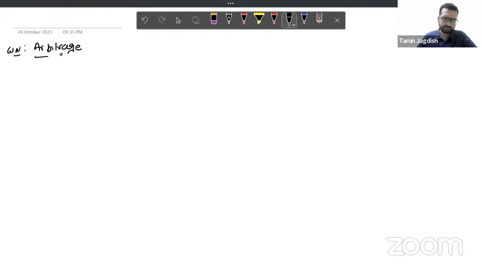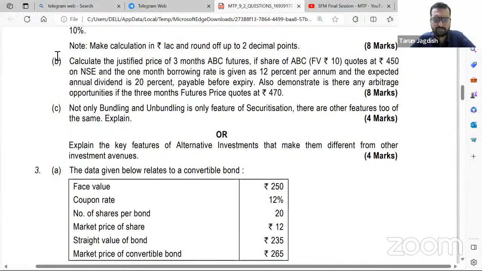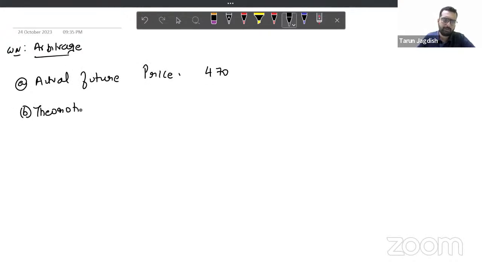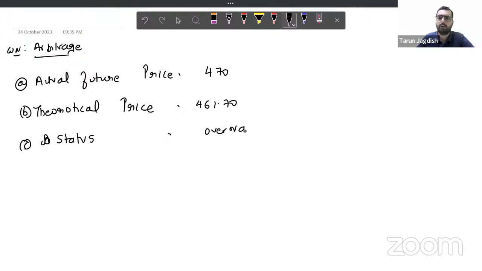So once you get this, I'll go to the next working note and I'll write down arbitrage. Here they have told the price after 3 months is how much? 470. So point A, actual future price. How much is that? 470. Point B, theoretical price. What is the theoretical price that we got right now? 461.7. So tell me, is the actual price overvalued or undervalued? It is overvalued. So are you supposed to buy futures or sell futures? You are supposed to sell futures.